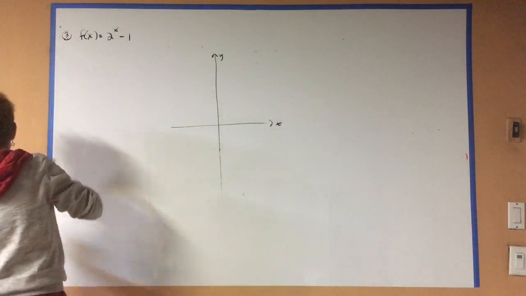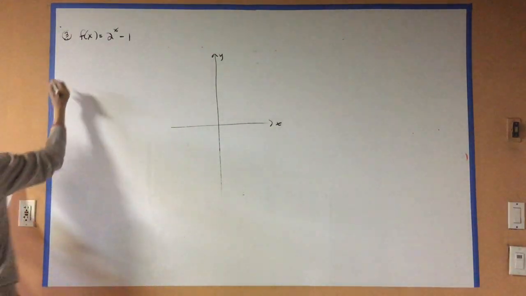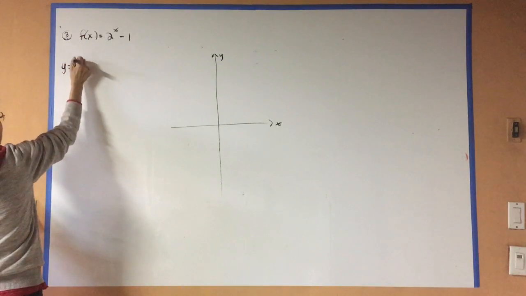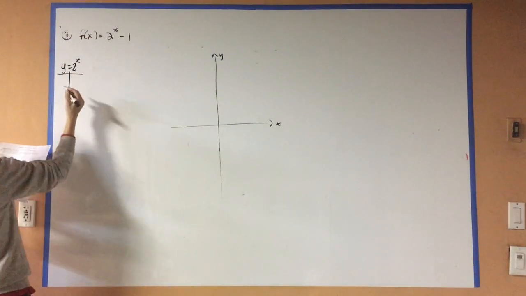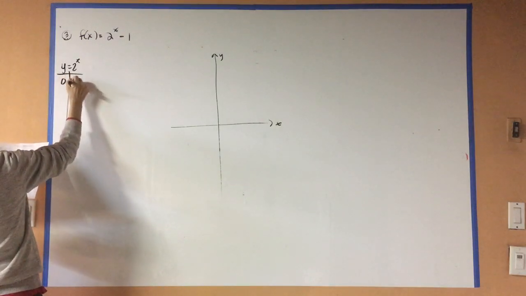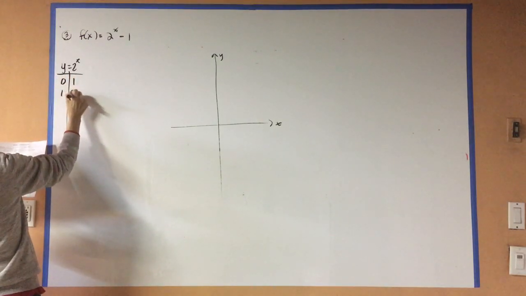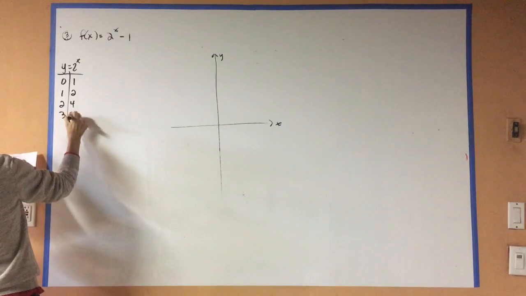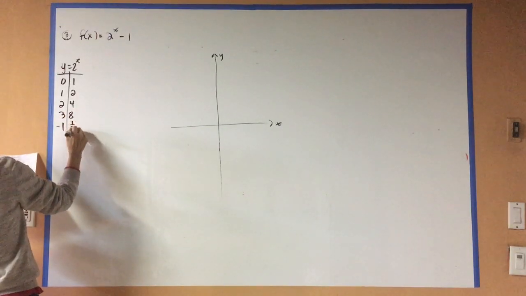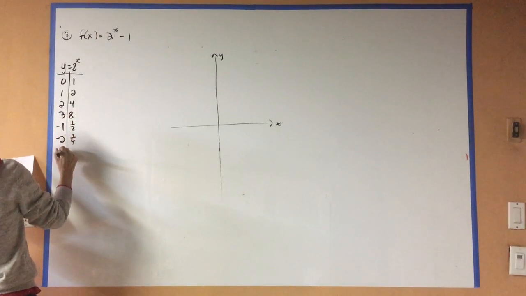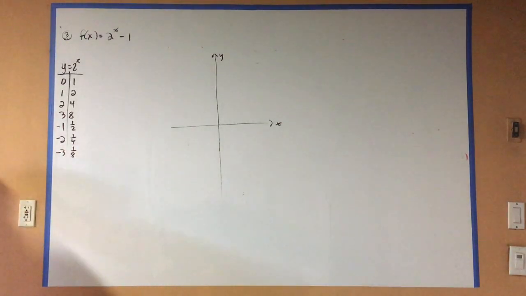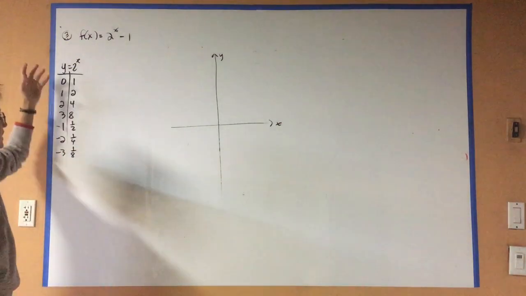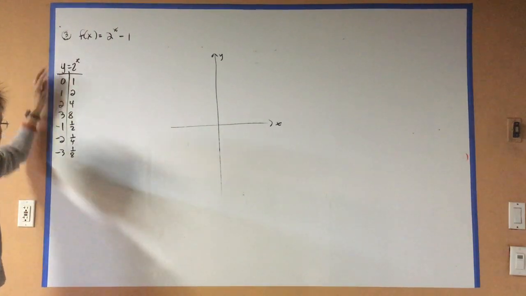So if you recall, when we had y equals 2 to the x, we had a t-table for that. And that t-table said, what did we have here? We had 0, 1, we had 1, 2, we had 2, 4, we had 3, 8, we had negative 1, 1/2, we had negative 2, 1/4, we had negative 3, 1/8. So remember that t-table? I wrote it down really quick. So there's that t-table, the one with y equals 2 to the x.